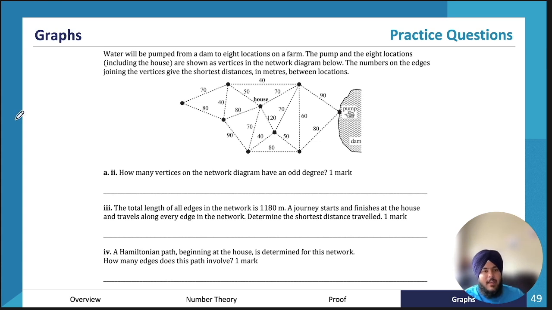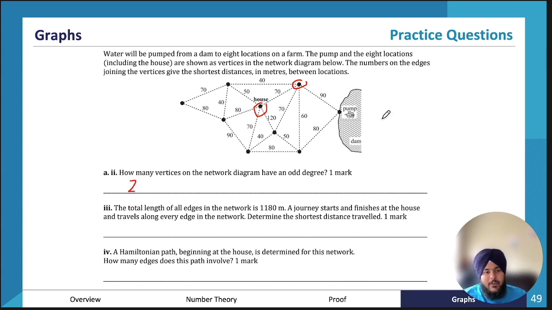This one's just a basic question, counting the number of vertices with an odd degree. So this one, even, has a degree of 2. This one, 1, 2, 3, 4, even. 1, 2, 3, 4, even. 1, 2, 3, 4, even. 1, 2, 3, 4, even. 1, 2, 3, 4, even. 1, 2, 3, 4, 5. Oh, okay, this one's odd. 1, 2, 3, 4, 5. This one's odd. 4, even, and even. So, 2 vertices.